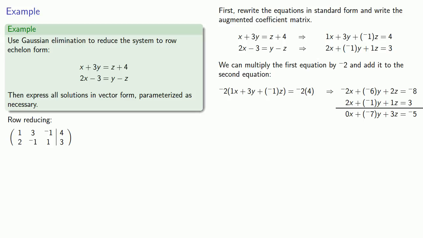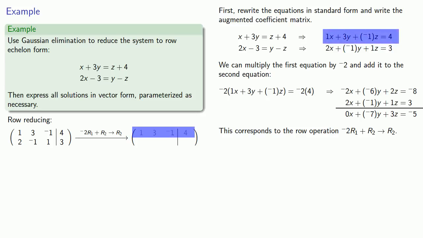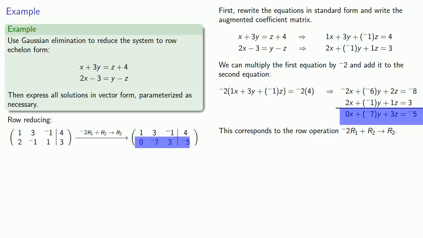If we want to record this as a row operation, we took negative 2 times the first row, added it to the second, and replaced the second row. And this will change our augmented coefficient matrix. The first equation remains unchanged, so the first row remains unchanged. The second equation has been altered, and so we'll replace that second row with the new second equation.